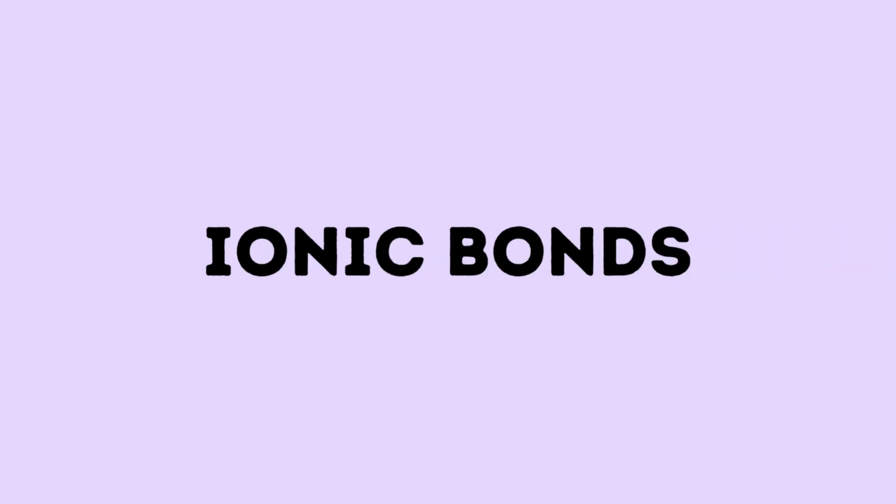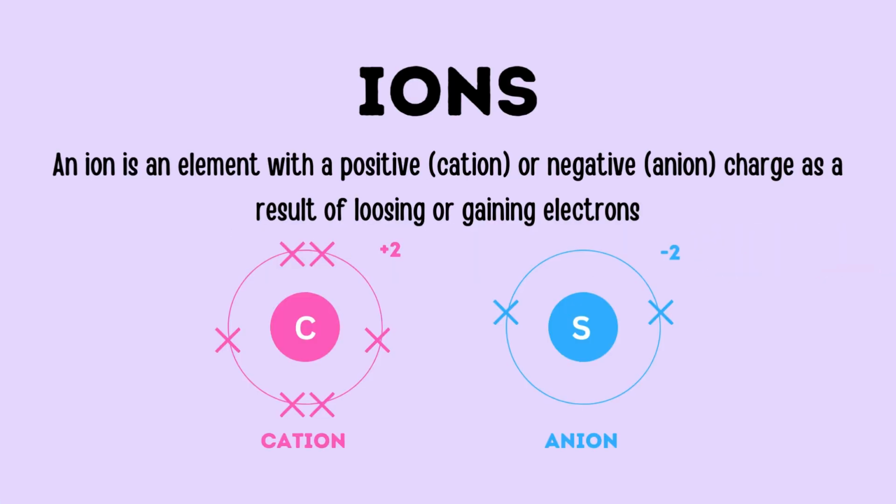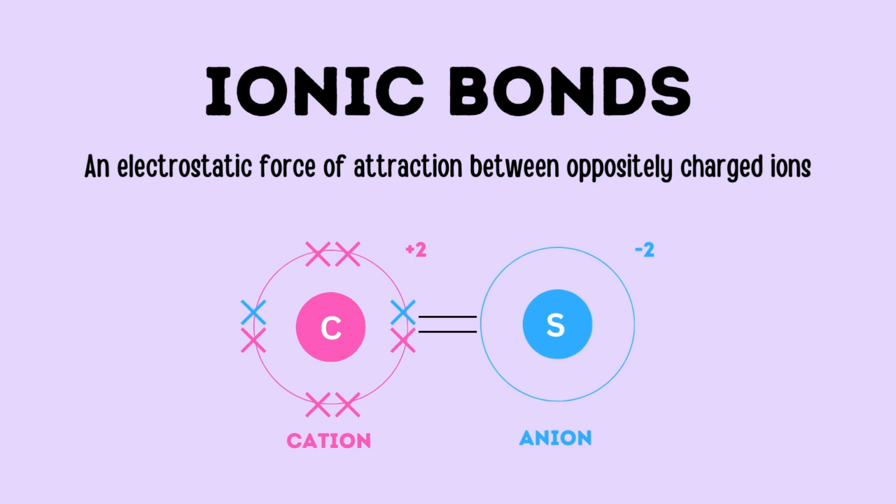Now let's move on to ionic bonds. To understand what an ionic bond is, we first need to understand what an ion is. An ion is an element with a positive or negative charge as a result of losing or gaining electrons. If it loses electrons, it's a cation, and if it gains electrons, it's an anion. So what is an ionic bond? An ionic bond is an electrostatic force of attraction between oppositely charged ions.